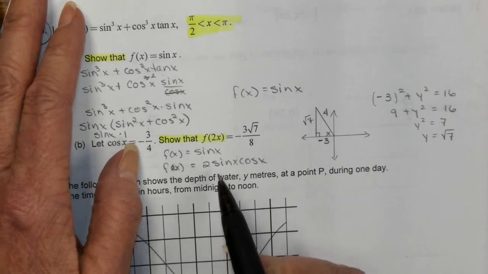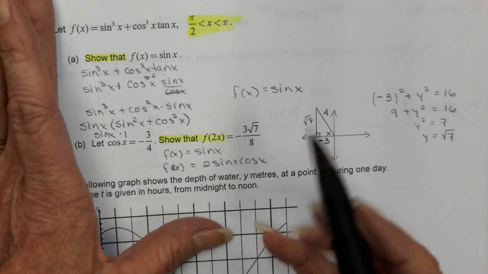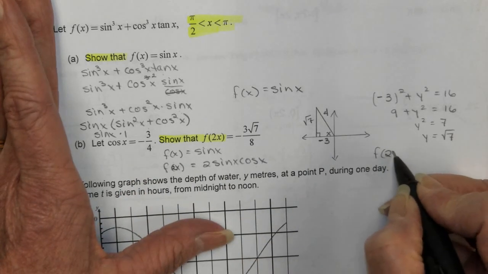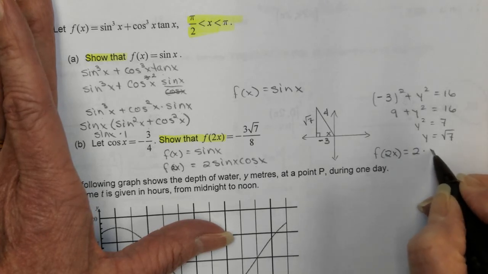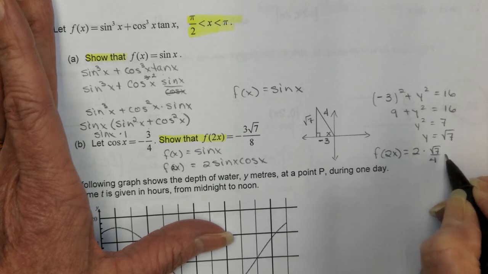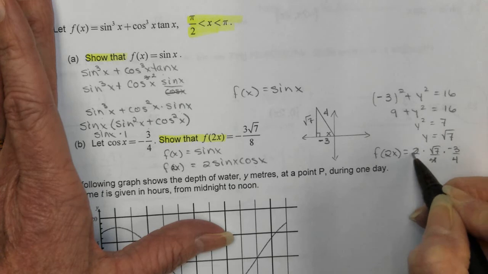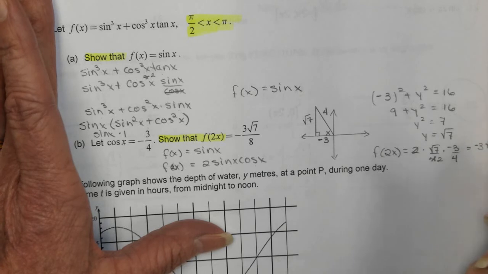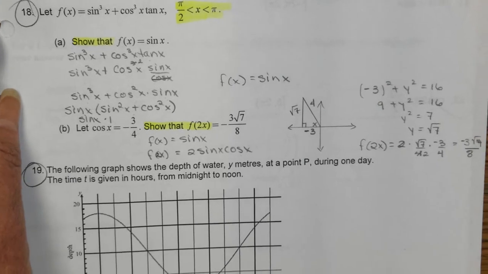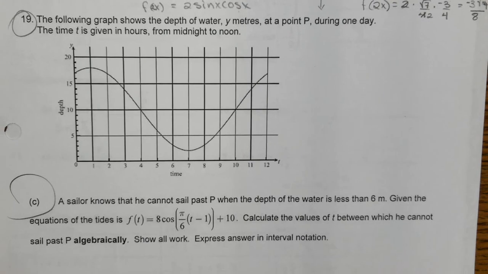So now what I'm going to do is substitute the sine and the cosine into my f of 2x. So f of 2x is equal to 2 times the sine, which is root 7 over 4, times the cosine, which is negative 3 over 4. The 2 and the 4 are going to cancel here, and I'm going to get negative 3 root 7 over 8. And I've just shown all the steps there. Alright, moving on to the next problem.